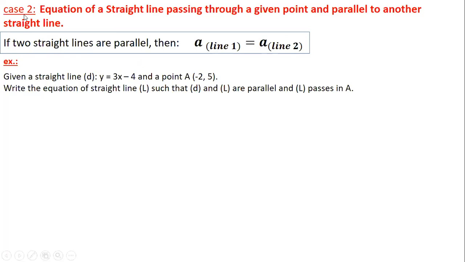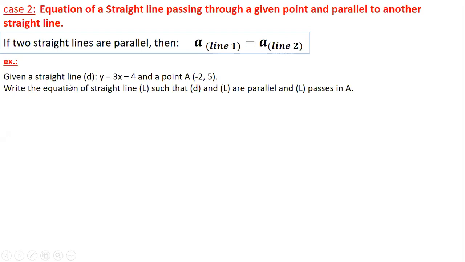Of course. Case 2: the equation of a straight line passing through a given point in parallel to another straight line. If two straight lines are parallel, then A line 1 equals A line 2. What is this A? It's a slope. Alex, it is the slope of line 1. It is not A line 1. It is the slope of line 1 equal to the slope of line 2. Right, Alex? Yes, miss, I'm sorry. So the slope of the first line will be equal to the slope of the second line.